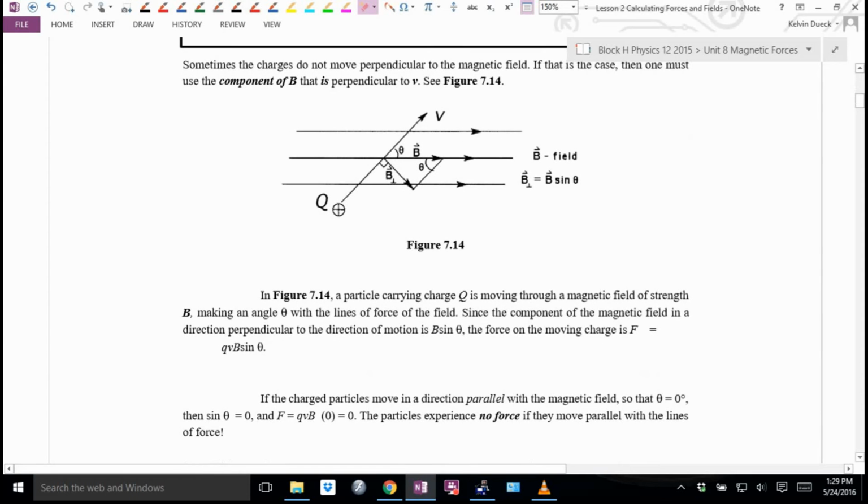So sometimes you'll see this written as F equals qvB sine theta. If theta is 90 degrees, which is what we want, the sine of 90 is 1, and you get qvB. If theta is 0 degrees, so they're parallel, the sine of 0 degrees is 0. So if they're parallel, you get no force. The charge will just travel in a straight line.